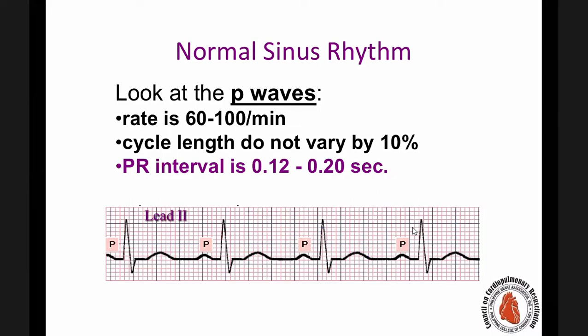So I have put there a cycle length that does not vary 10%. So if it should be regular from R to R interval, it should be the same, and the P to P interval should also be the same. But sometimes there are changes a little bit. As long as less than 10%, hindi natin i-comment yun. We will just say it's a normal sinus rhythm. But let's say the cycle length is more than 10%, then we call it normal sinus rhythm with sinus arrhythmia. And we will talk about sinus arrhythmia in the next slides. Okay.